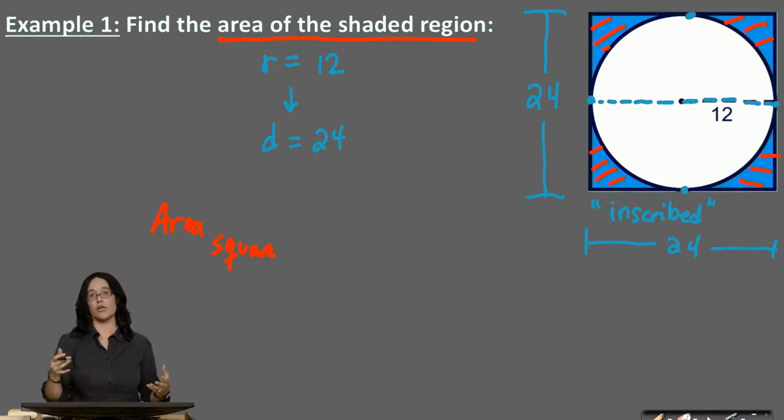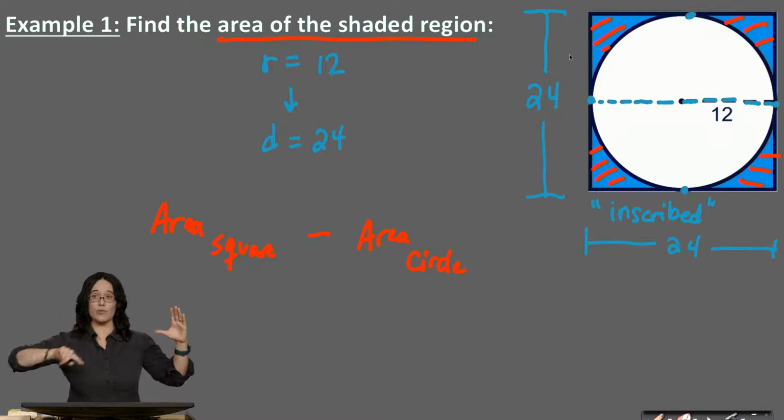So if I wanted the shaded region, what would I need to do with those two areas? You have an idea? If you said subtract, you'd be correct. Because the area of the square would be too much. The area of the circle is not what I want either. I want the area of the square cutting out the circle.